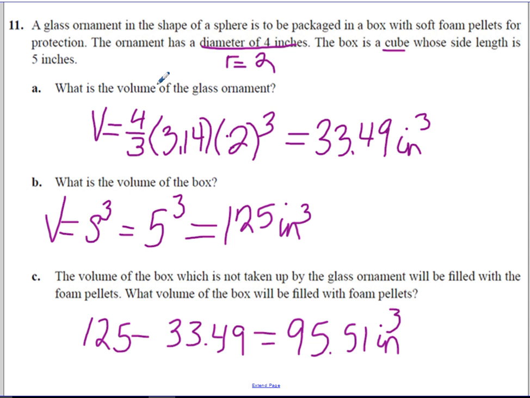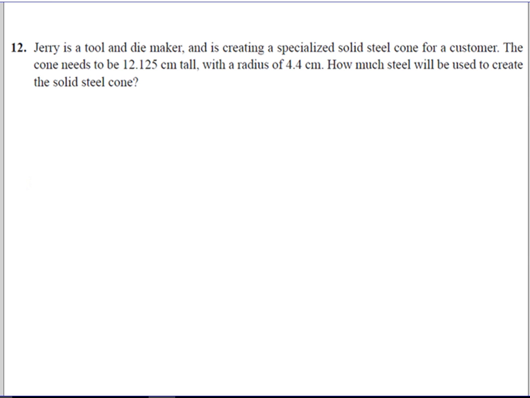Two more examples to go. For our next one, Jerry is a tool and die maker. He's creating a specialized solid steel cone. So since it's solid, that's volume. And it asks us how much steel will be used when we have a 12.125 centimeter height and a radius, good, we don't have to change that number, of 4.4.